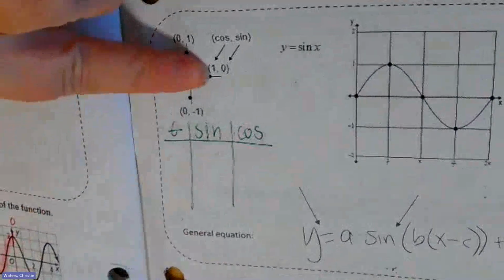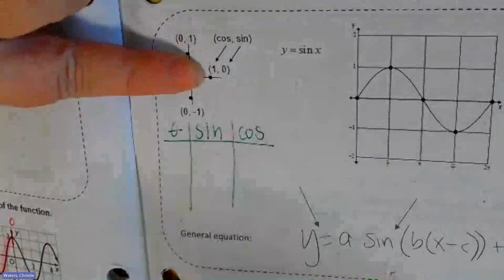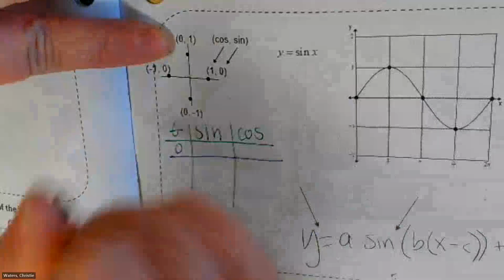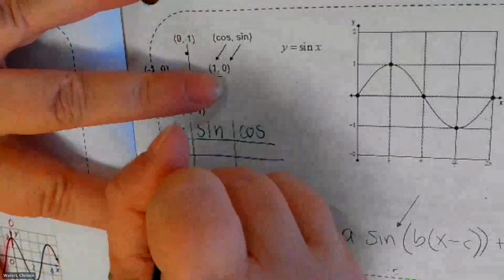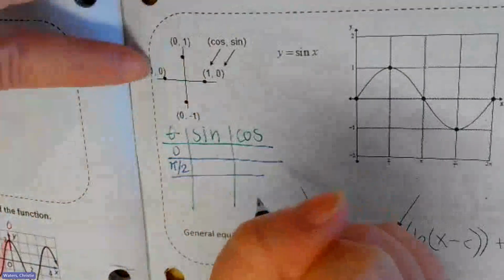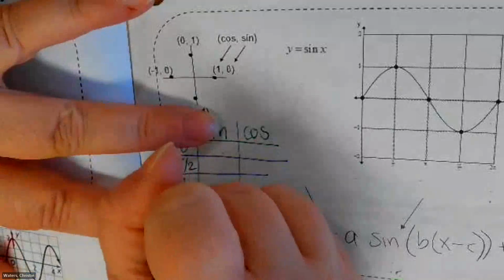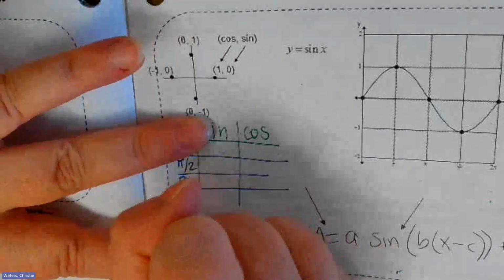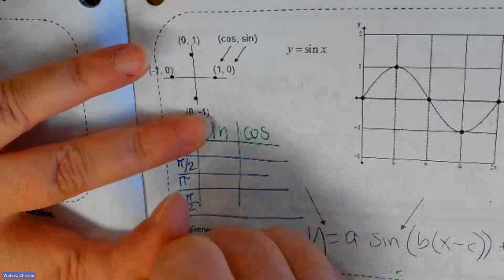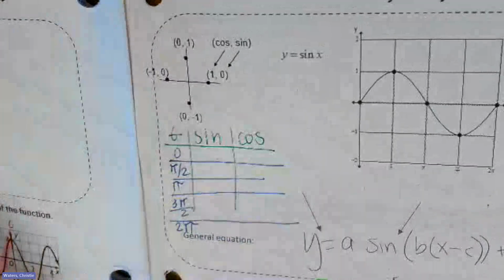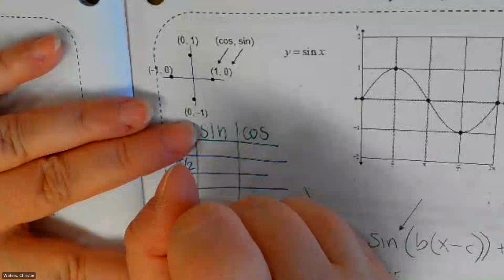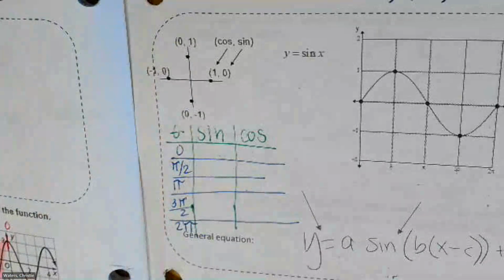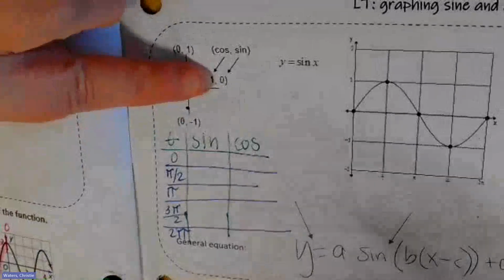So the angles we're going to use are these four, but I'm going to use the radian measures. So this is 0, pi over 2, then we got pi, 3 pi over 2, and 2 pi. And I can look at the coordinates to fill this in.